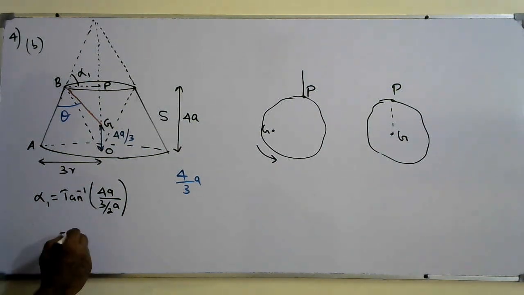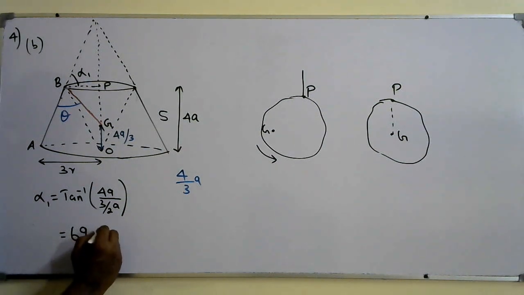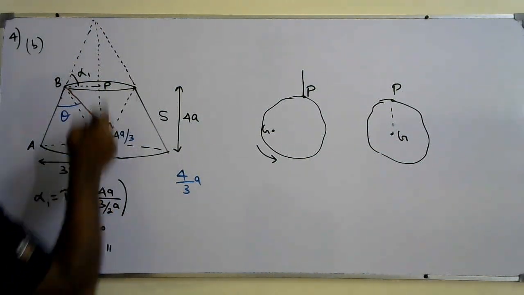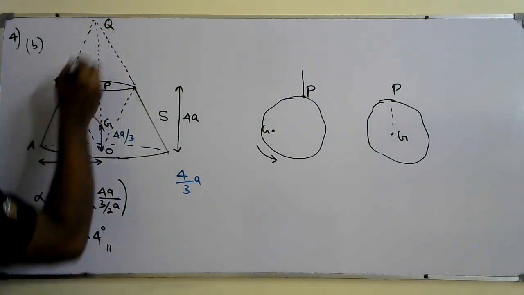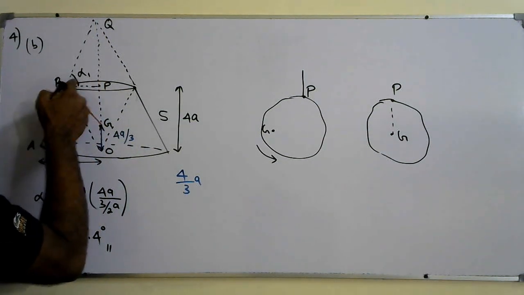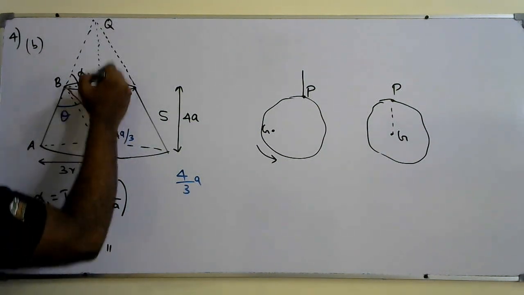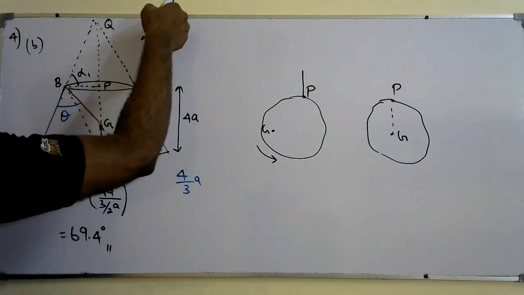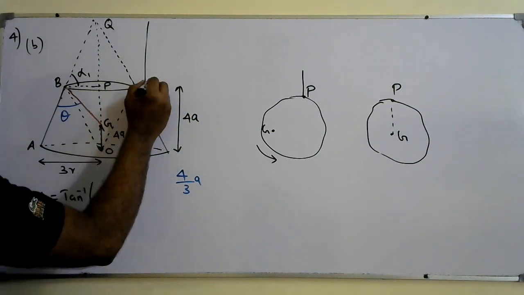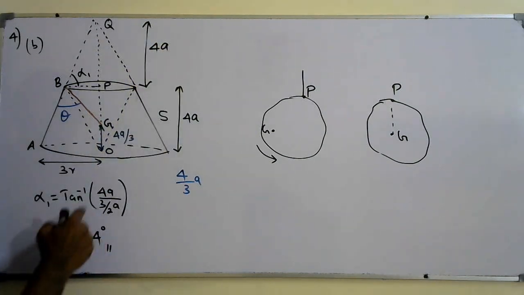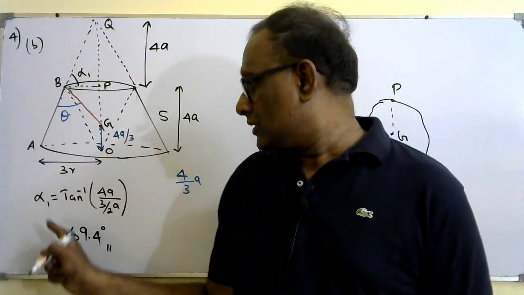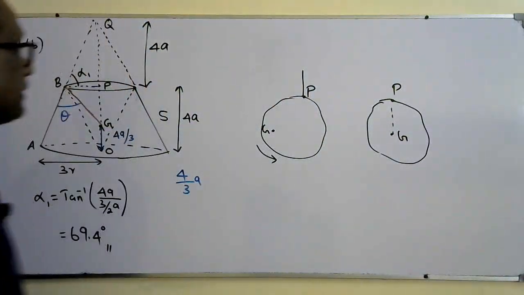That is 69.4 degrees. You understand? In this triangle, I'm considering we name this O, this P, this Q. So in the triangle BPQ, in this right angle triangle, tan alpha 1 is equal to opposite PB. PB is equal to 4A because we know initially the height was 8A. This height is 4A. So 4A over R1, this radius we found in the first part, that is 3 by 2A. So solve it, you'll get 69.4 degrees.